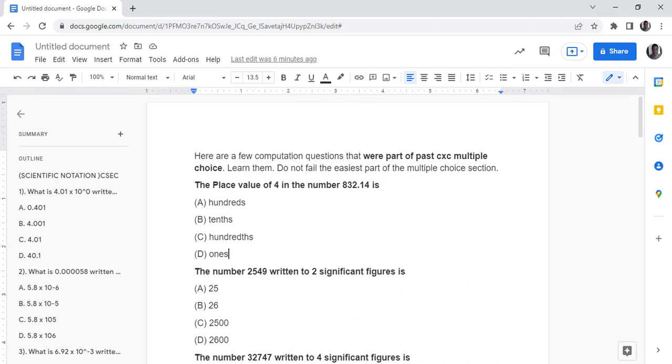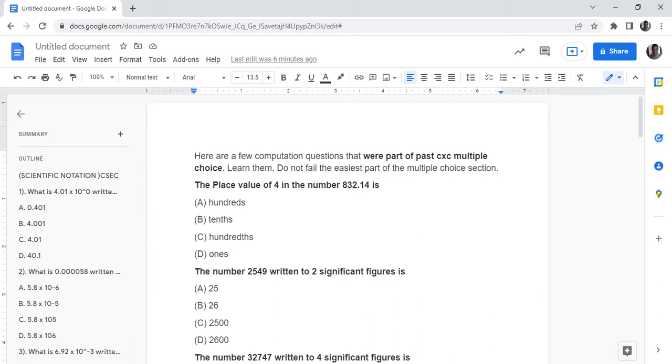In today's video, we'll be doing mathematics, and we'll be doing a few questions on scientific notation and significant figures. Here are a few computation questions that were part of the past CXE multiple choice. Learn them and do not fail the easiest part of the multiple choice section.